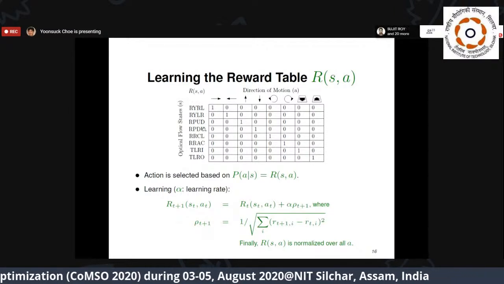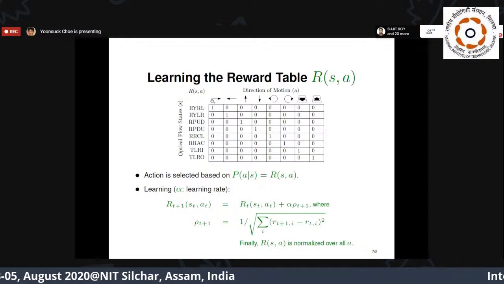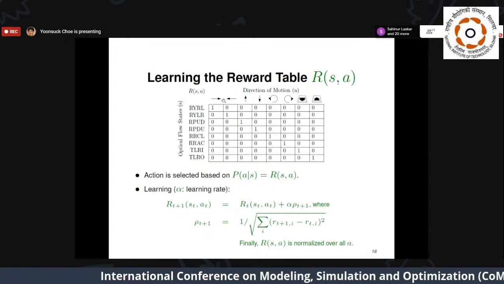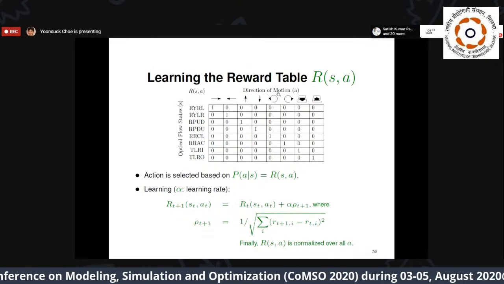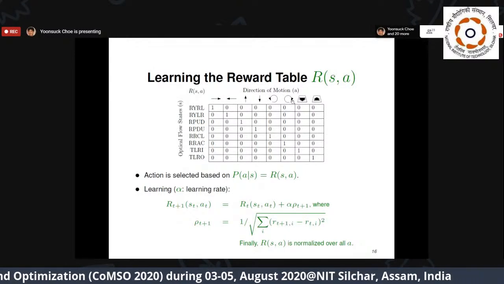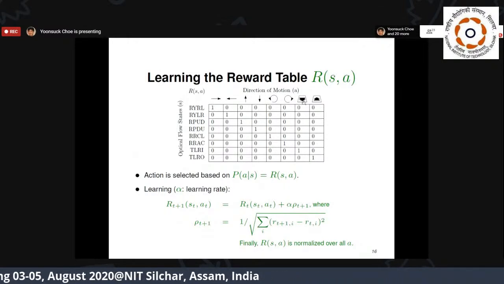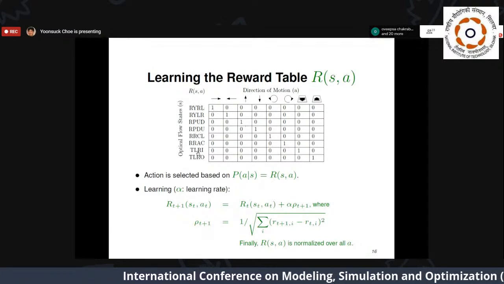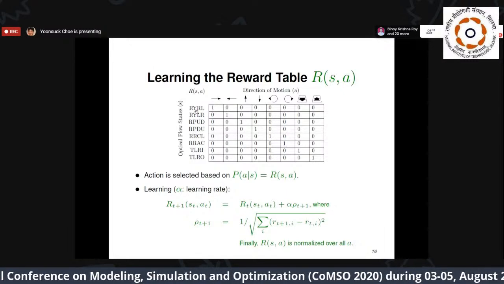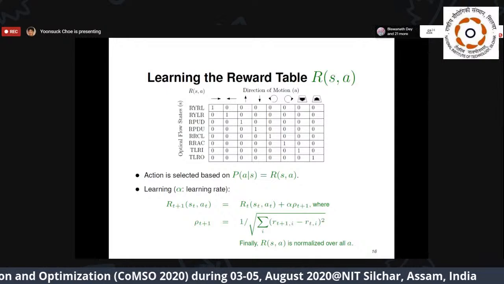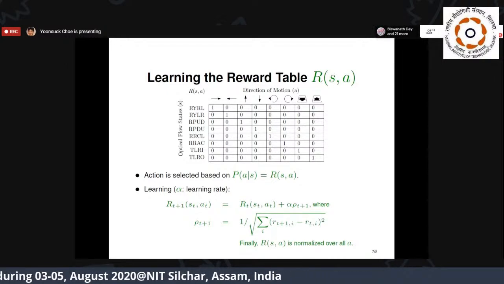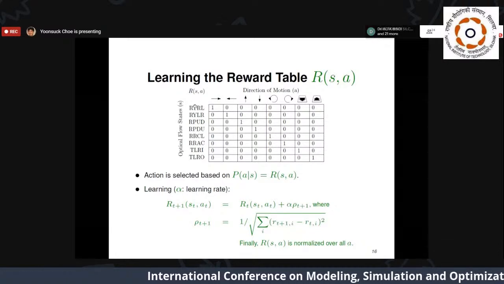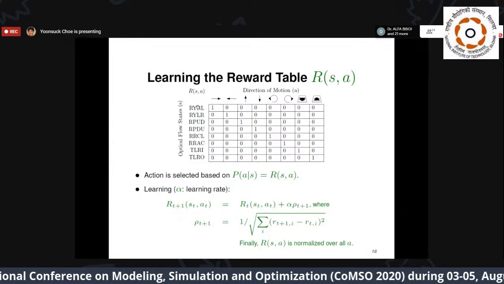So here's the reward table, and here are the different optic flows detected, and here are the different motions that the fly can generate: turn right, turn left, turn up, turn down, pitch up, pitch down, roll left, roll right, and go forward, go backward. Then these correspond to each of these different perceptual states. Okay, and we use the same algorithm with the same invariance criterion. So which motion would maintain this neuron from being active, for example?